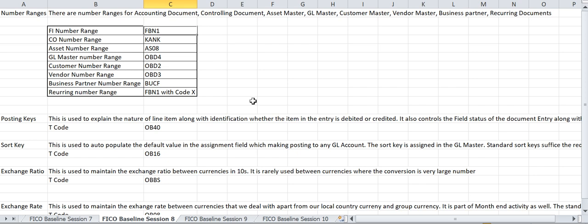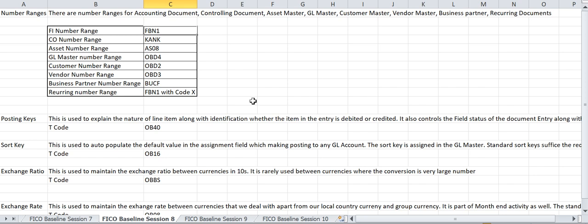The sort key is used to populate a default value in the assignment field while making any posting to any GL account. The sort key is assigned in the GL master, and generally the standard sort keys are enough to suffice our requirement, and in real time we do not create any sort key. But in case there is a requirement to create one, then we use the OB16 transaction code to create the sort key.